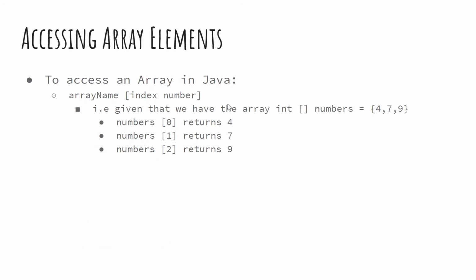If we want to access certain array elements, we would simply type the array name and then square brackets with the index number within. So let's say we're given the array int numbers 4 7 9. Numbers 0 returns 4, numbers 1 returns 7, numbers 2 returns 9.